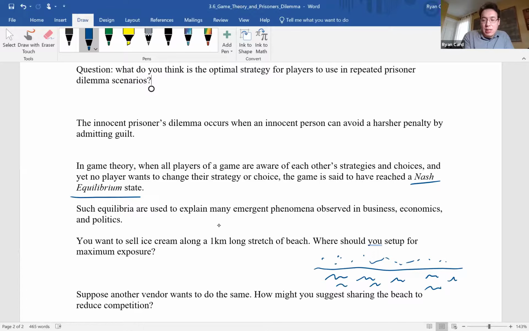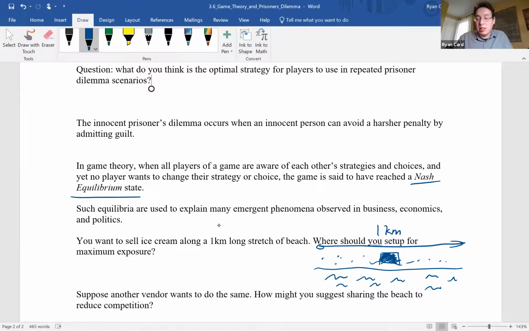Okay. So let's say this beach is 1 kilometer long, and you wanna set up an ice cream business. If you're the only person on the beach selling ice cream, where would you be? A reasonable place to choose is to build your ice cream store halfway through the beach, right? Exactly in the middle. So people have the least amount to walk to get there. So that's just common sense so far.